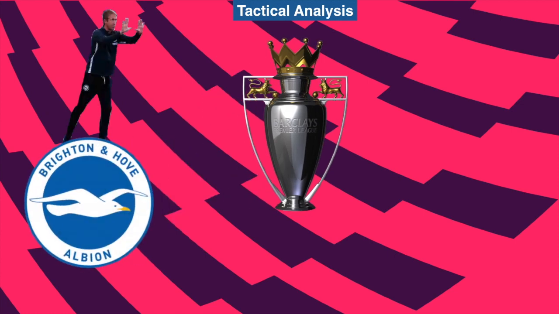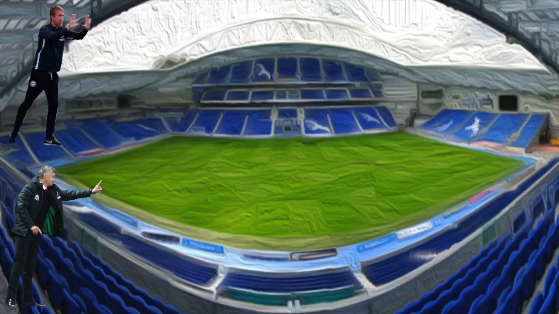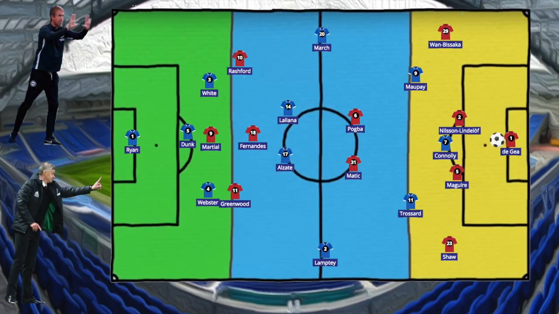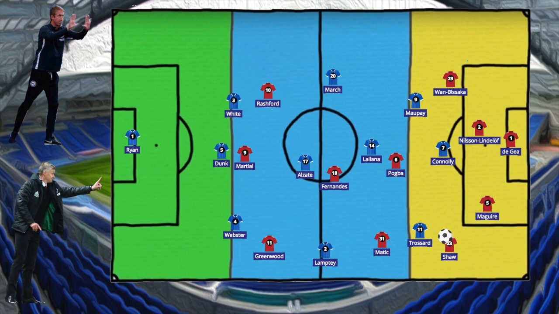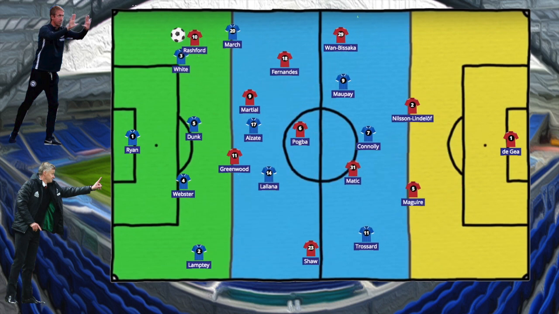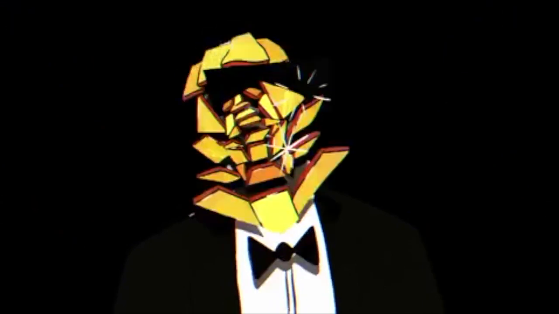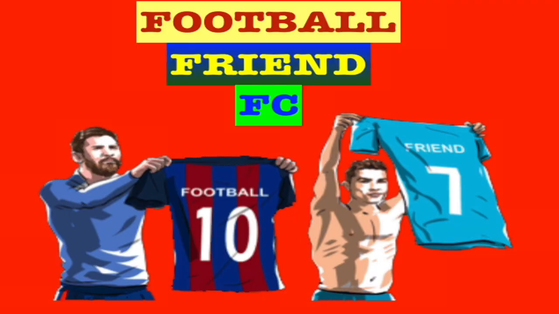Graham Potter's Brighton took on Solskjaer's Manchester United at the Amex Stadium. Now, this match was action-packed and full of controversy, including Manchester United being awarded the winning penalty after the final whistle had been blown. But prior to all the controversy, it was a very exciting tactical battle that ebbed and flowed between two managers. Let's get into it.